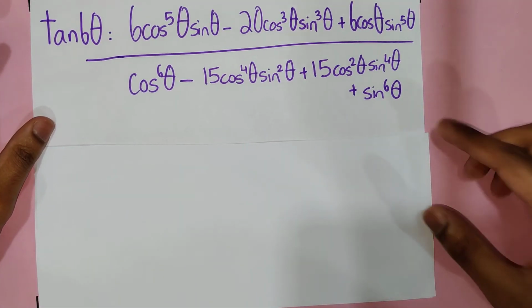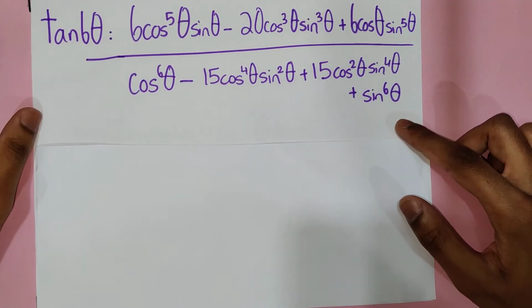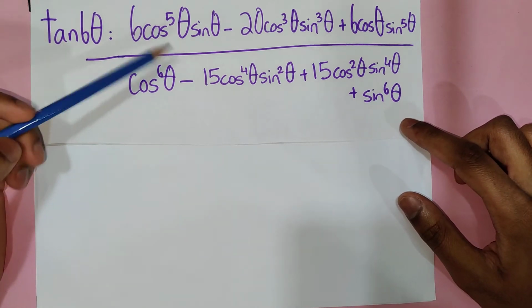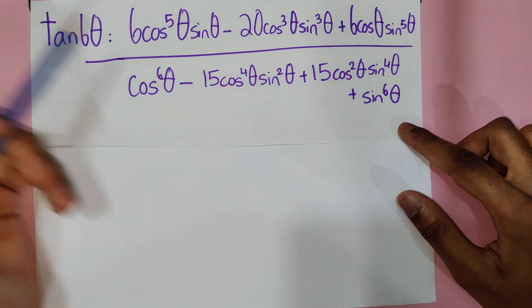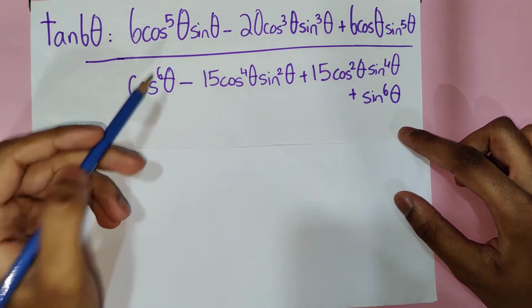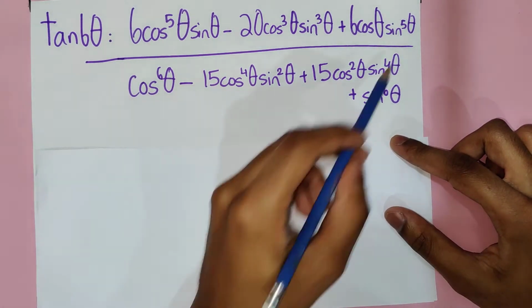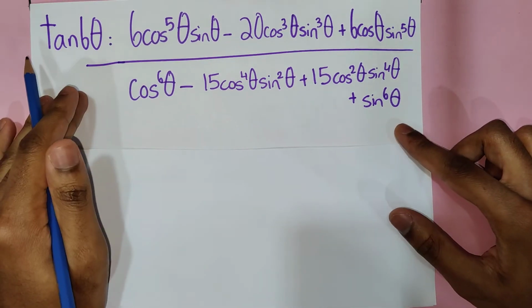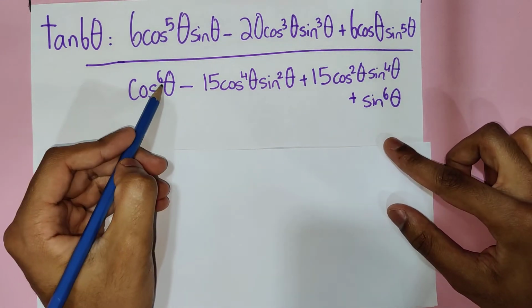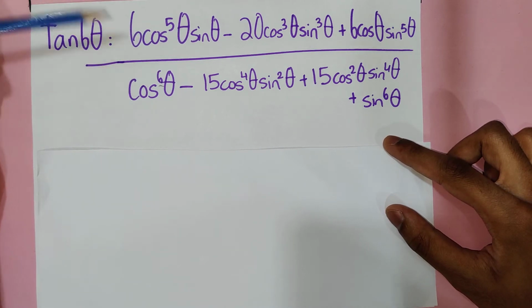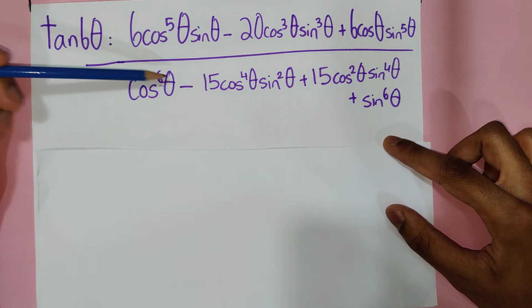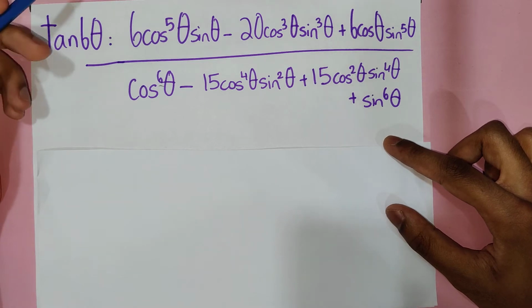So you could stop here, but if they asked you for tan of 6 theta all in terms of tan theta, what would you do? Well, at this point, you divide by the highest power of cosine in this whole fraction. So the highest power of cosine is 6. So we have to divide top and bottom, so the value of the fraction doesn't change, by cosine to the power of 6 theta. So what does that give you?